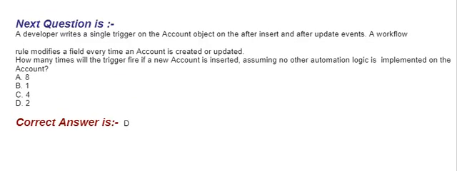Next question is, a developer writes a single trigger on the account object on the after insert and after update events. A workflow rule modifies a field every time an account is created or updated. How many times will the trigger fire if a new account is inserted, assuming no other automation logic is implemented on the account? Option A 8, option B 1, option C 4, option D 2. Correct answer is option D.